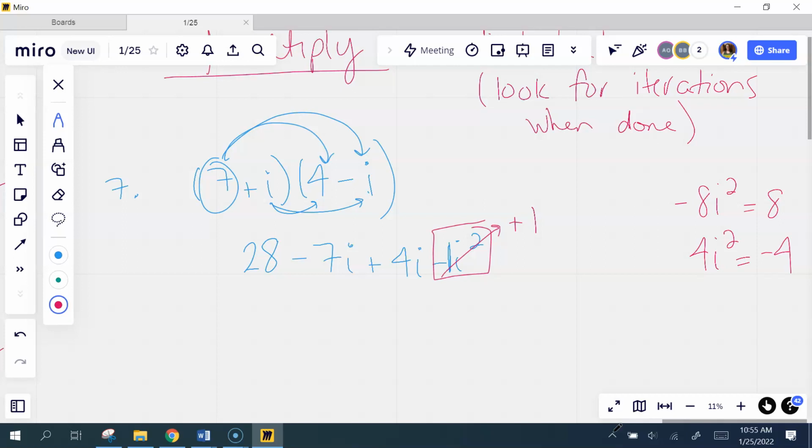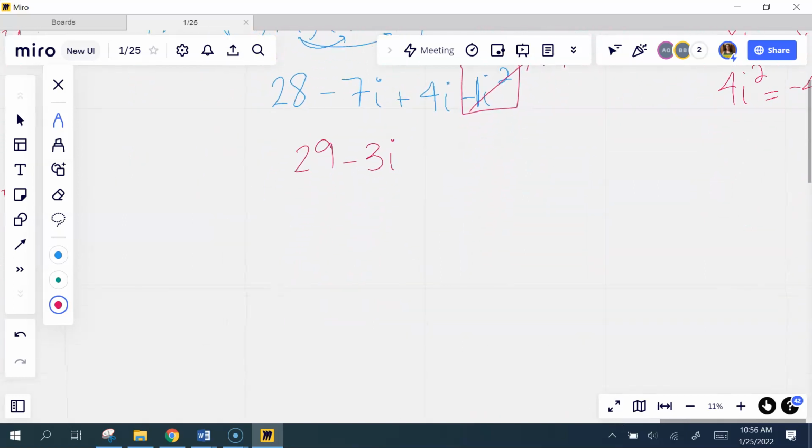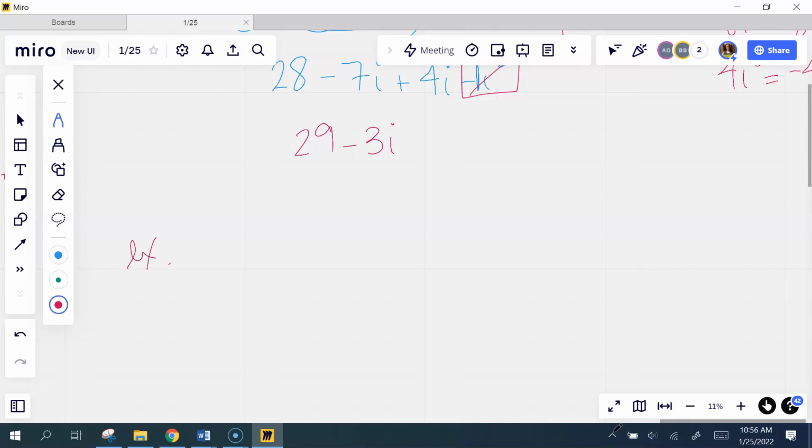Now combine like terms. I want the real numbers first. So what do I have? 28 and 1, which gives me what? Negative 7i and 4i? This one's not on your sheet, but do this. Multiply that out and see what you get.